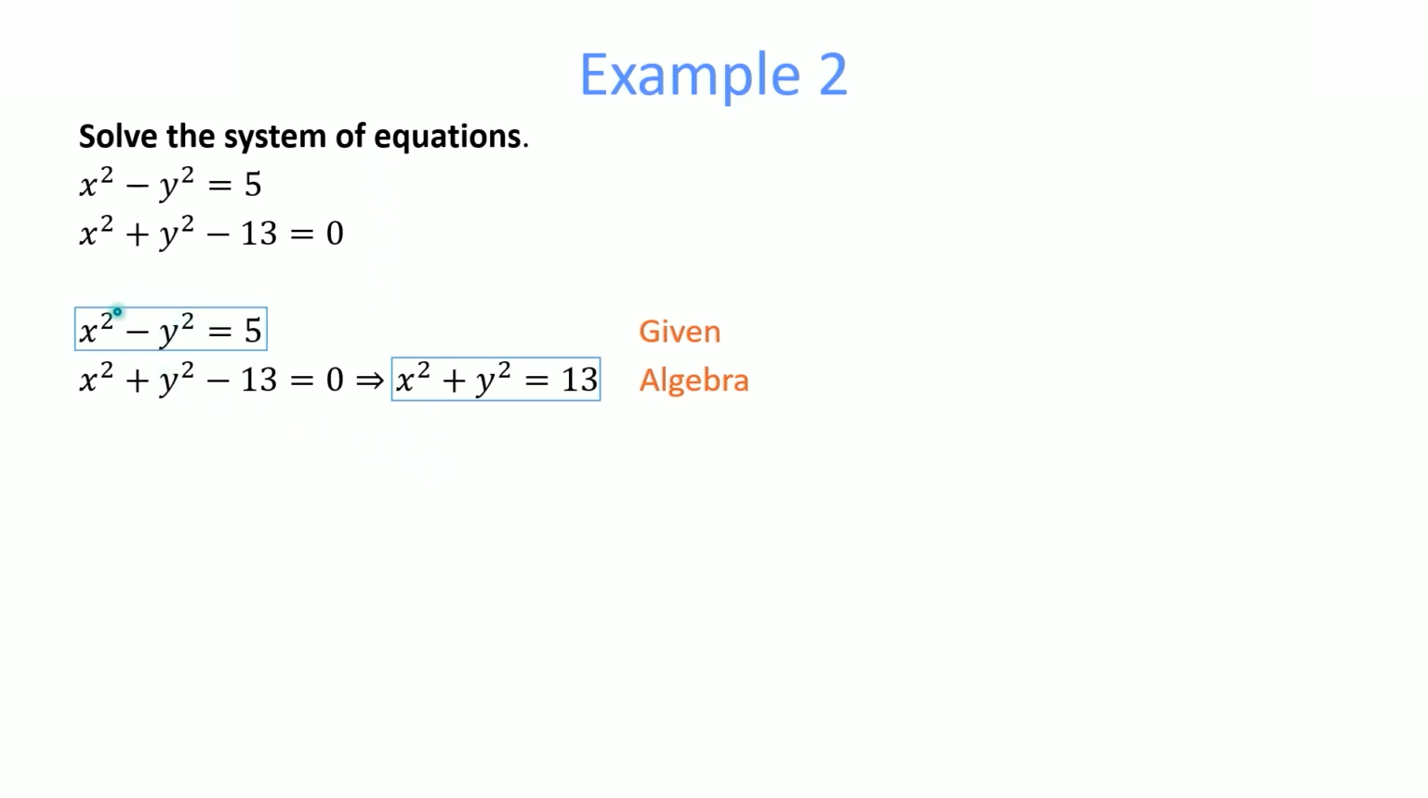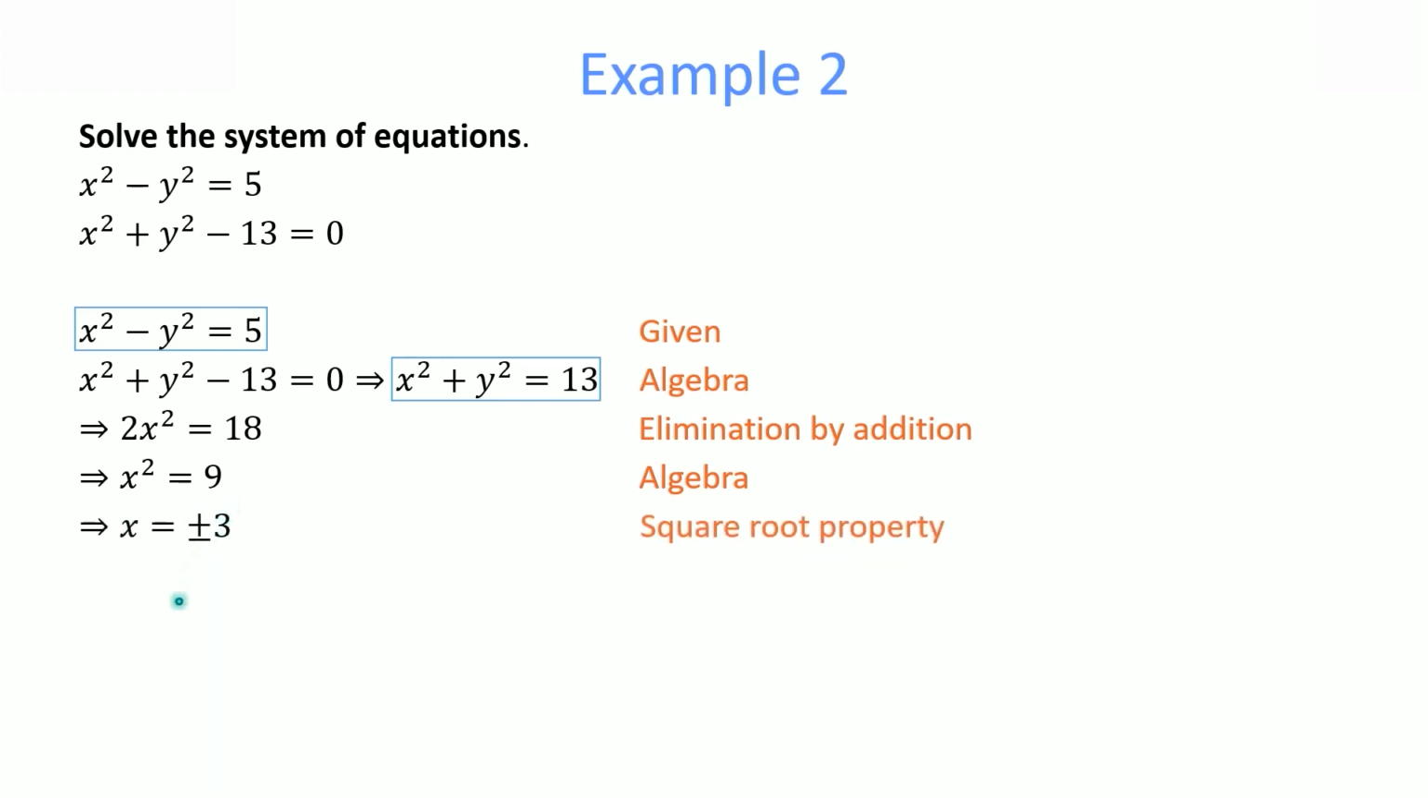And we see that here we have minus y squared and plus y squared. So we can use the method of elimination by adding the 2 equations, so we eliminated the y variable. Now, after some algebra, we get that x squared equals 9, and applying the square root property, we find that x equals plus or minus 3.